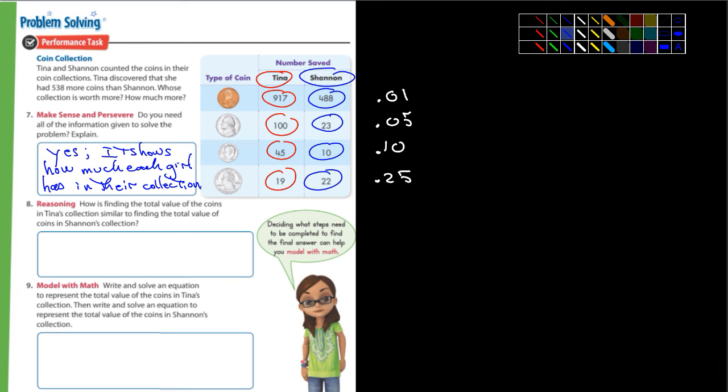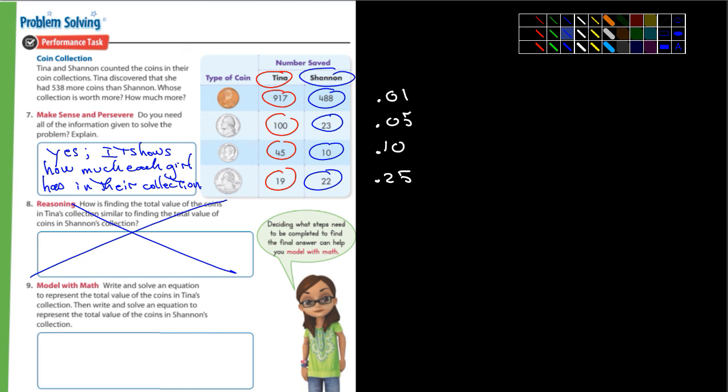How is finding the total value of the coins in Tina's collection similar to finding the total value of coins in Shannon's collection? How is it similar? Well, that's kind of a lame question. Yeah, that's a stupid question. I don't like it. Cross out number 8. Number 9, write and solve an equation to represent the total value.